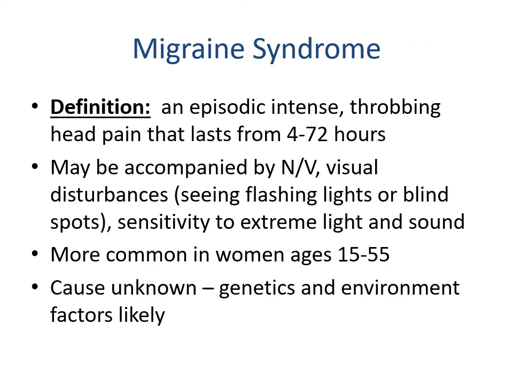So migraine syndrome is an episodic intense throbbing pain that lasts for 4 to 72 hours. This may be accompanied by nausea, vomiting, and visual disturbances such as seeing flashing lights or blind spots, and sensitivity to extreme light and sound. It's more common in women ages 15 to 55, and the current cause for migraines is unknown, but it seems that genetics and environmental factors play a likely role.